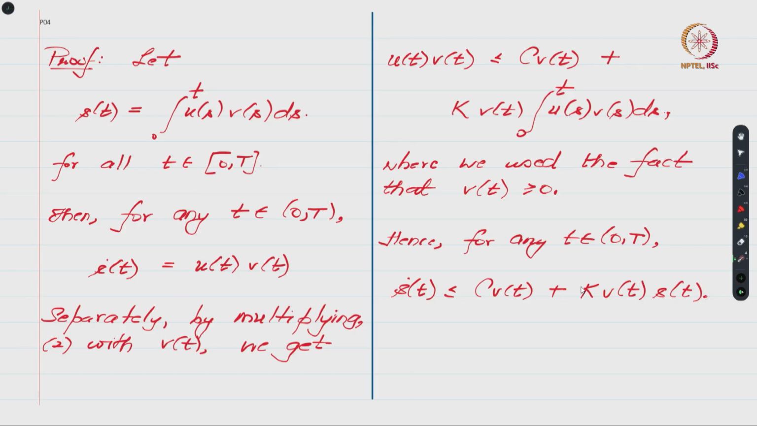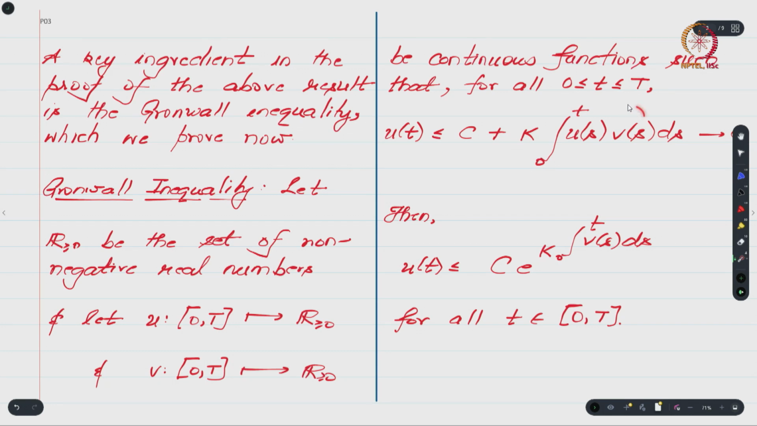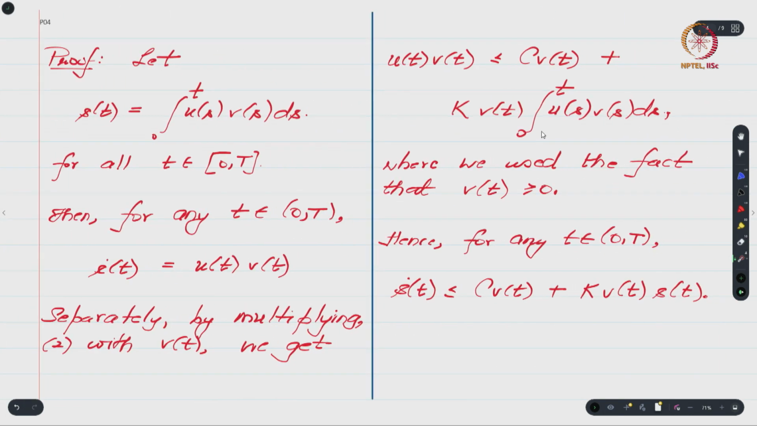What we do is, for the expression that we have over here, let us call it S of t. In particular, let S of t be the integral of the product U of s V of s ds for all t between 0 and capital T. Because U and V are continuous functions and we are looking at the integral, from the fundamental theorem of calculus we know that S is differentiable and S dot of t is basically the product U of t times V of t.